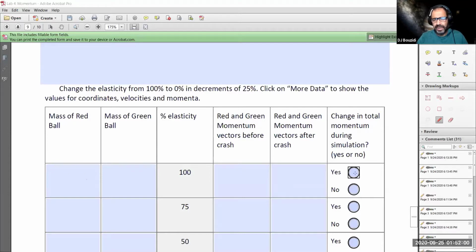So I come in here and check yes. Okay, let me remove the commenting tool in here. We go back into stuff that I can. So I put yes in here, okay? So was there any change in momentum? No.